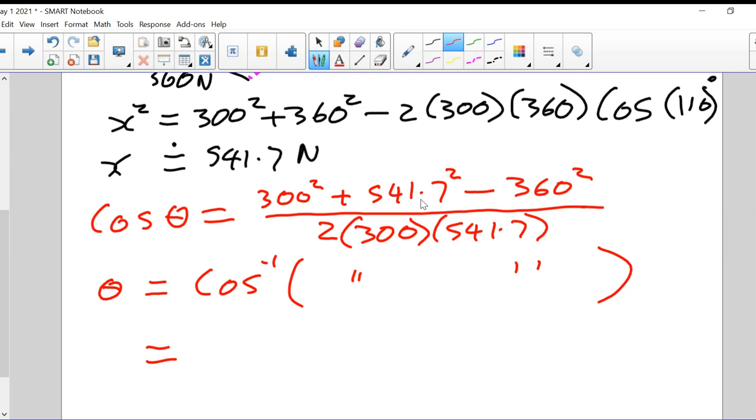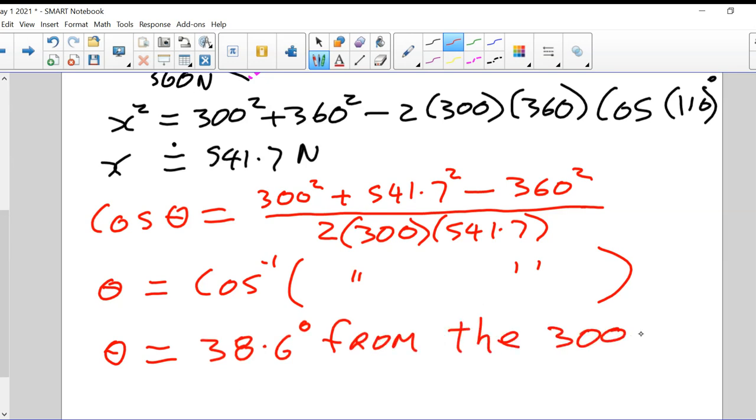38.67. Is it only Sarah that's working for us today? Has everybody lost their calculator? 38.6. So it's 38.6 from the 300 Newton force. Carly says she got the same. Did anybody else try this for themselves? Or are you just sitting there looking blankly at the screen? It's important. Thank you, Ashlan. Thank you, Tash. Okay, good.